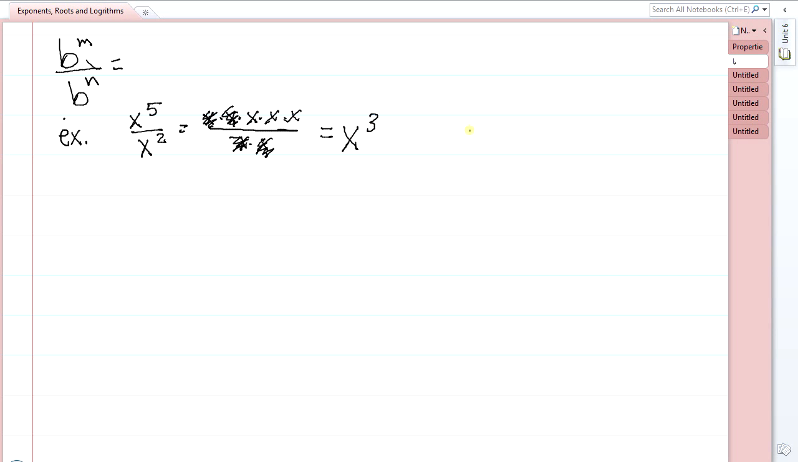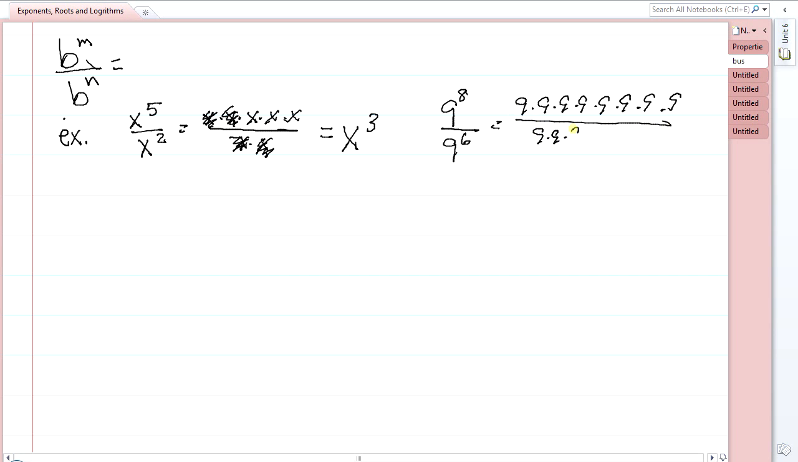It doesn't make a difference if there's a number or not. If you say 9 is raised to the 8, and then you choose to divide by 9 raised to the 6, you're going to take all these 9s divided by these many 9s.